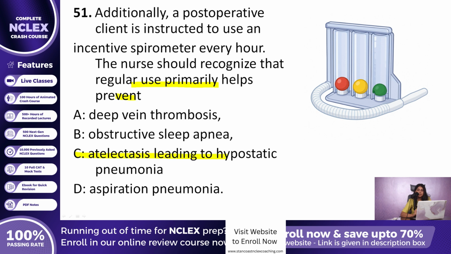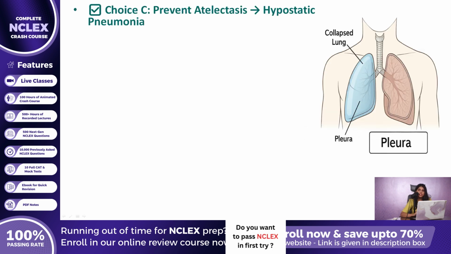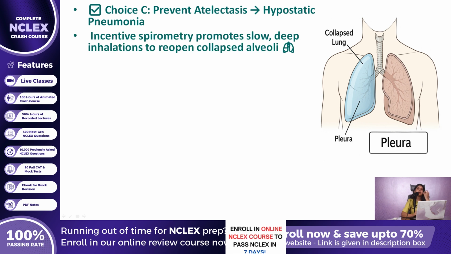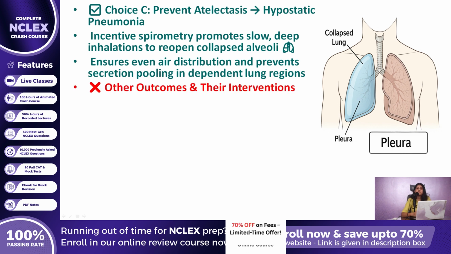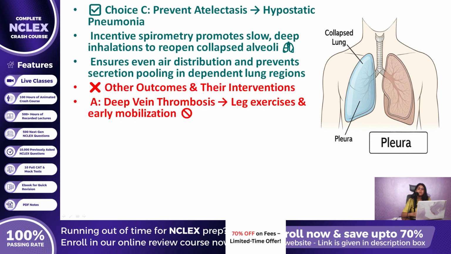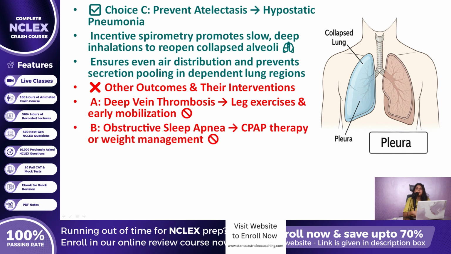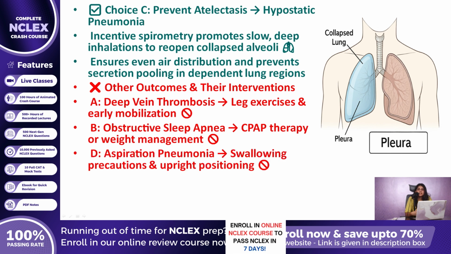The correct answer is C. Atelectasis, leading to hypostatic pneumonia, because incentive spirometry encourages slow, deep inhalations that reopen collapsed alveoli and promote even air distribution, thereby reducing secretion pooling and pneumonia risk in dependent lung regions. Deep vein thrombosis prevention relies on leg exercises and mobilization, option A. Sleep apnea treatment involves CPAP or weight management, option B. And aspiration pneumonia is avoided through swallowing precautions and positioning, option D.